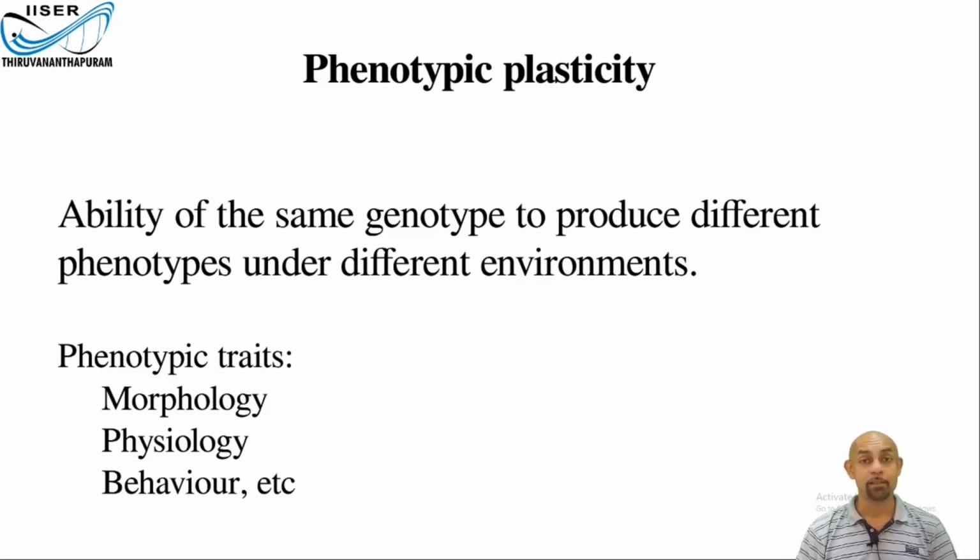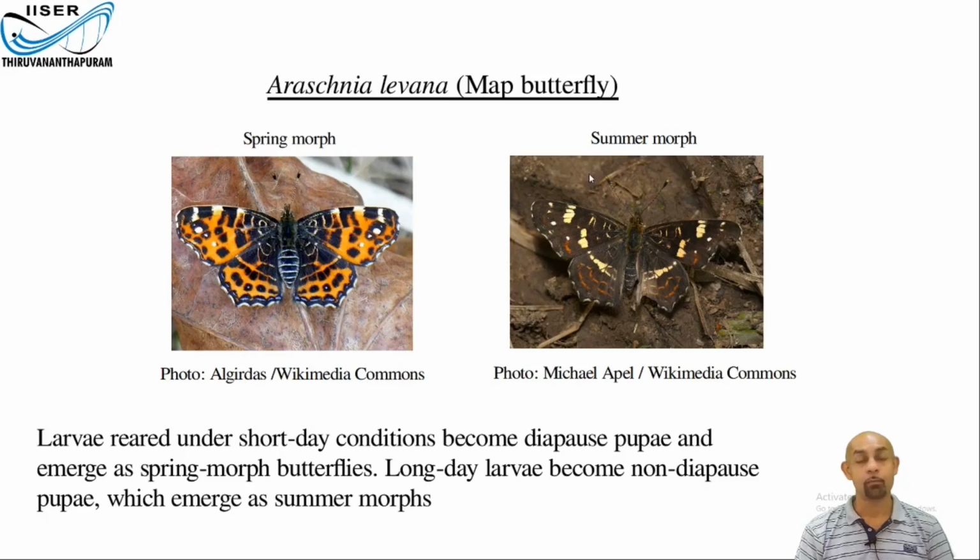Phenotypic plasticity can involve any phenotype. It can be morphology, physiology, behavior, and so on. And it can be a response to any abiotic or biotic environmental parameter. Here's one more example involving an insect. Arachnia levana is found in the Palearctic region in Europe and Northern Asia.